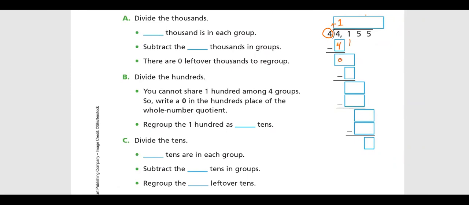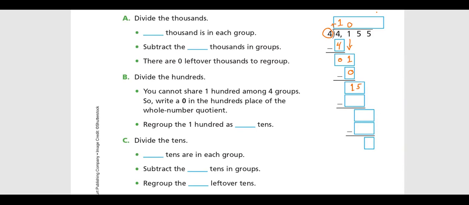After that, we copy down this 1. So divide 1 by 4. How many 4s in 1? 0. There is no 4 in 1. So I write 0. So 0 times 4 is 0. Subtract, it will be 1. Copy down 5.